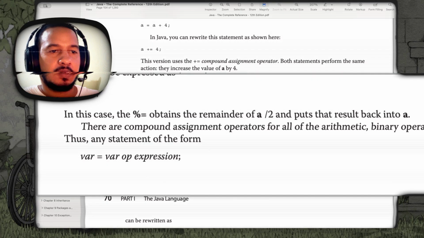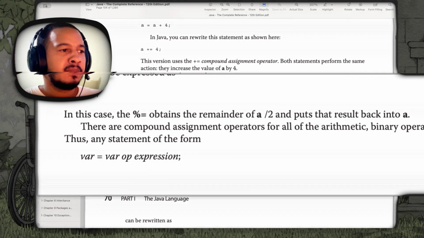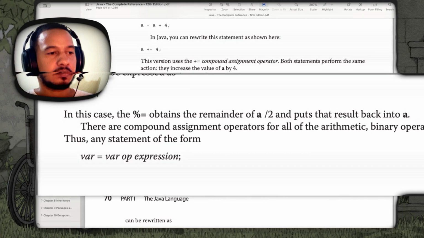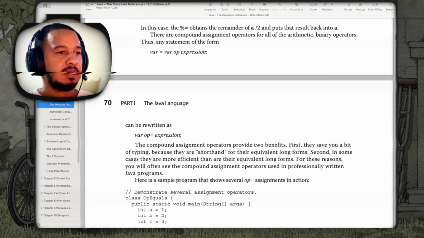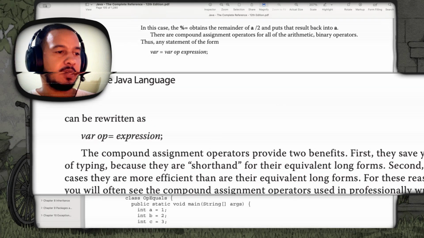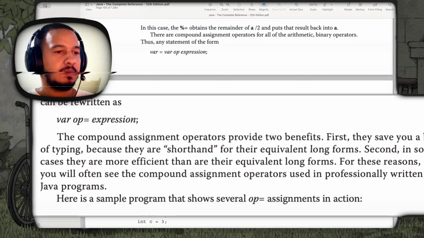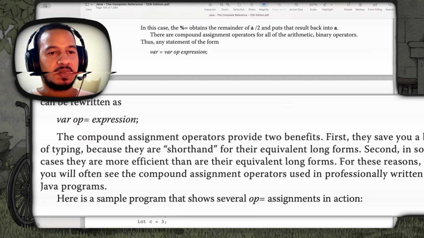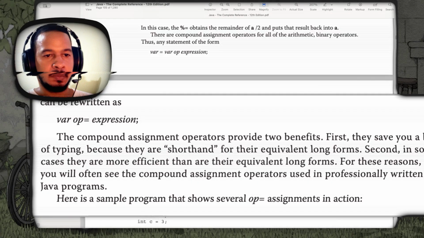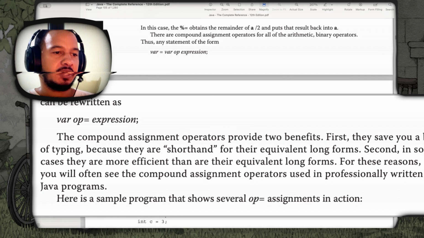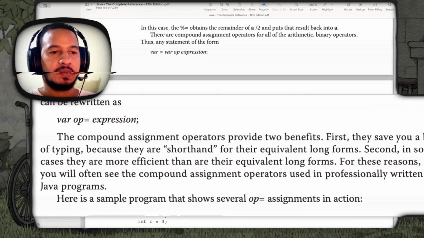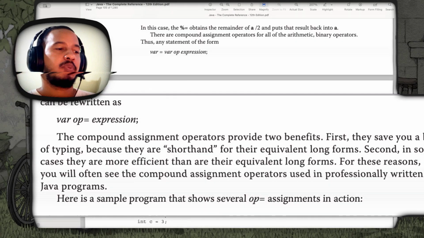There are compound assignment operators for all of the arithmetic binary operators. Thus, any statement of the form var = var operator expression can be written as var operator= expression. The compound assignment operators provide two benefits. First, they save you a bit of typing, because they are shorthand for their equivalent long forms. Second, in some cases, they are more efficient than their equivalent long forms. For these reasons, you will often see the compound assignment operators used in professionally written Java programs.